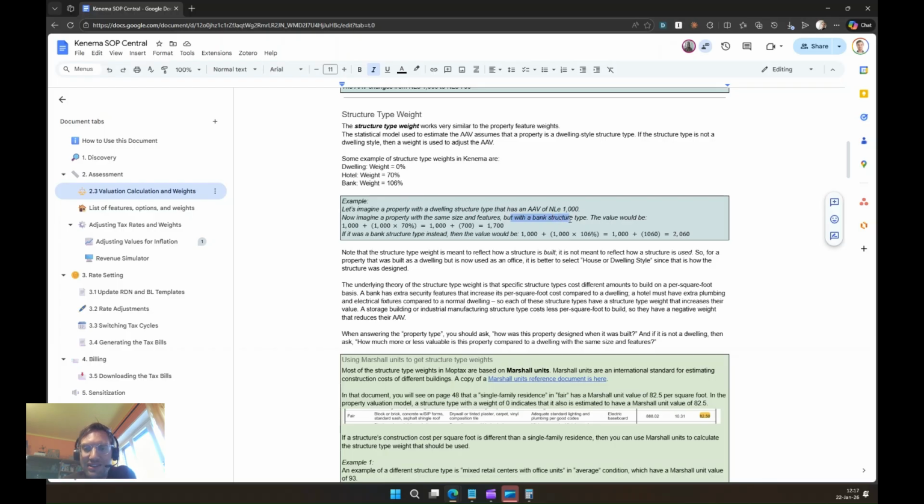So the building is not designed to be a house. The building is specifically designed by an architect to be a bank. Well, then it has a different structure type weight. So the value would be, it would actually, this says 70. So 70 would be for a hotel. So let's say not bank but hotel.